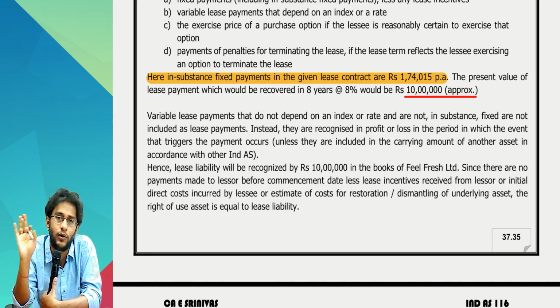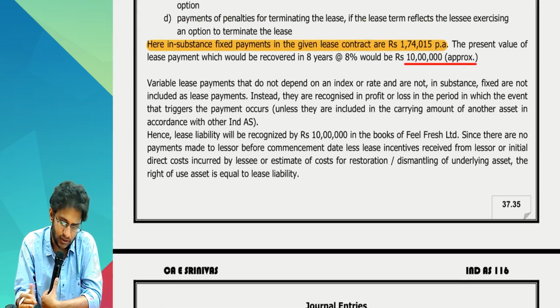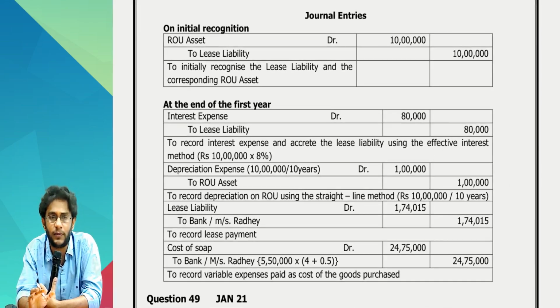That should be debited to your P&L account as expenditure directly. Only the 174,015 must be used for your lease payment. This is an absolutely simple question. So on the very first day, what accounting will you do?